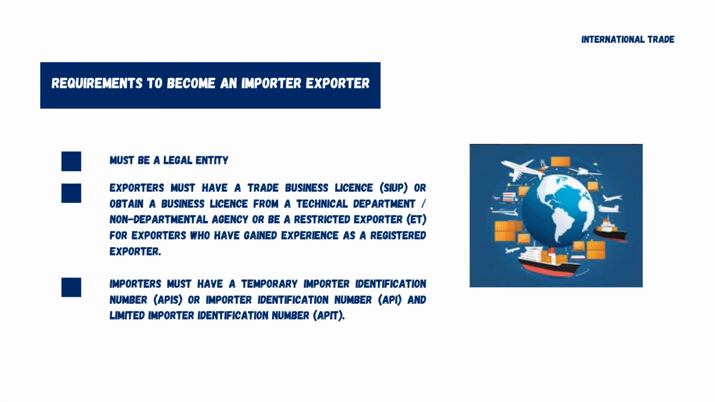Requirements to become an importer-exporter: must be a legal entity. Exporters must have a trade business license, SIUP, or obtain a business license from a technical department, non-departmental agency, or be a restricted exporter, ET, for exporters who have gained experience as a registered exporter. Importers must have a temporary importer identification number, APIS, or importer identification number, API, and limited importer identification number, API-T.